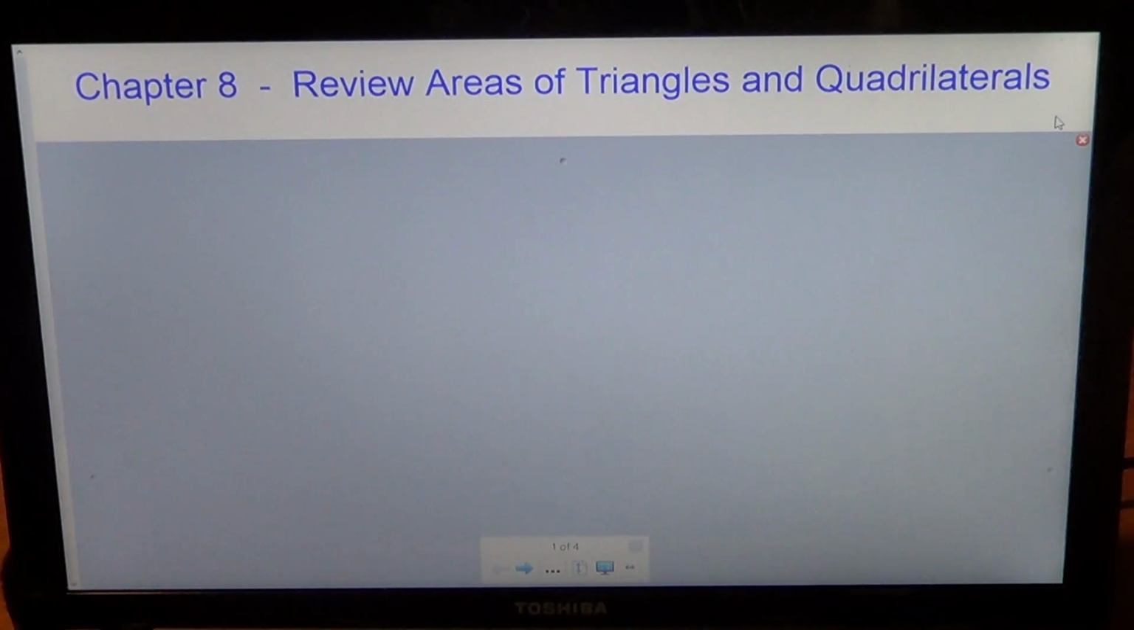Alright, here we go. Last one. Last lesson for chapter 8. Well, it's not even really a lesson. It's not in your book. Remember, I'm going to give you a worksheet that deals with this. Alright, so this is just reviewing the areas of triangles and quadrilaterals.